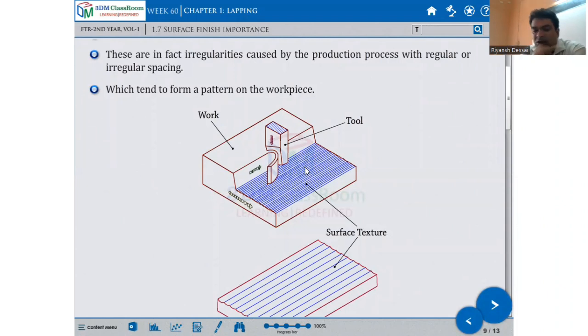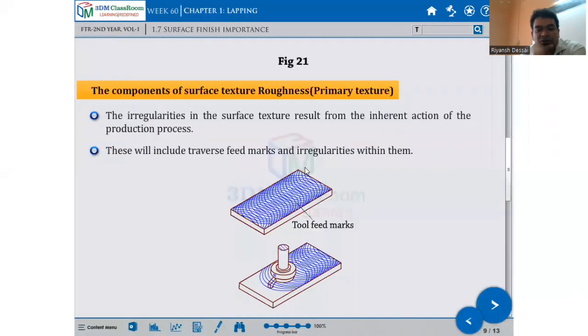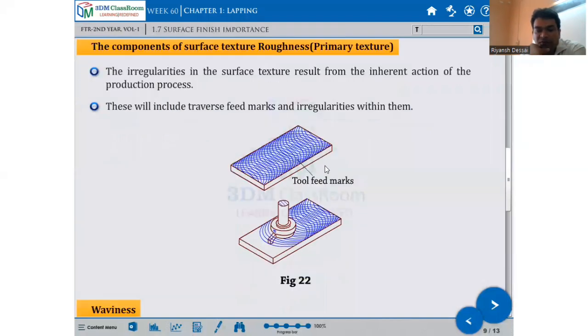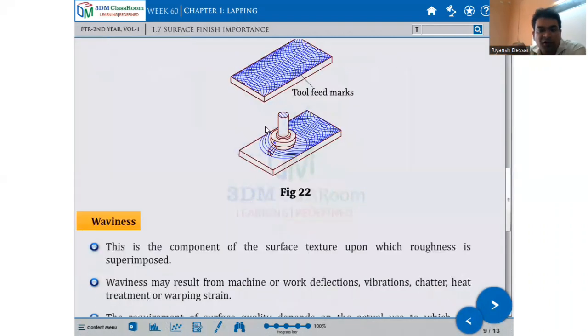texture. It becomes surface texture. The components of surface texture are the primary texture or tool feed marks. See, the irregularity in the surface texture results from the inherent action of the production process. This will include transverse feed marks and irregularities within them. Either maybe tool feed marks, fast or slow or any feeding rate. Based on that, this comes.